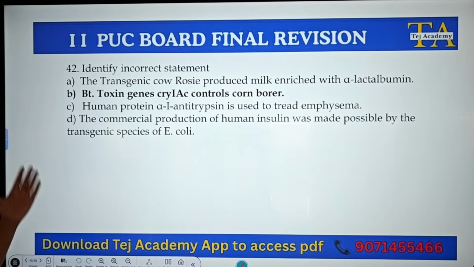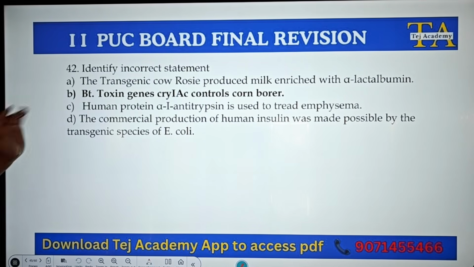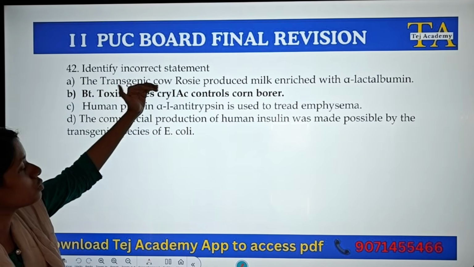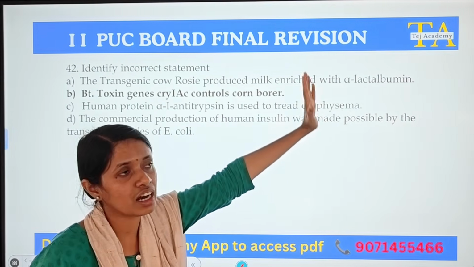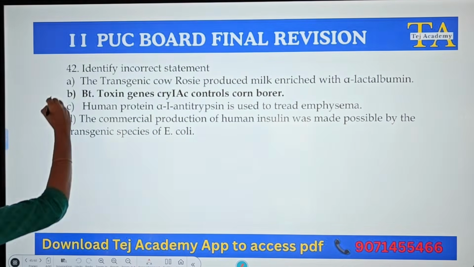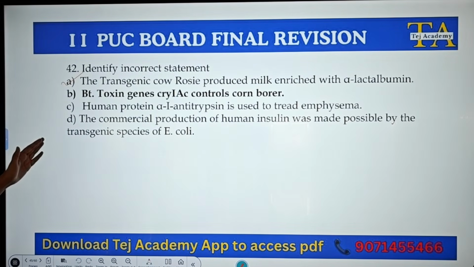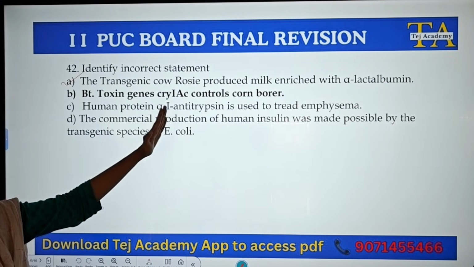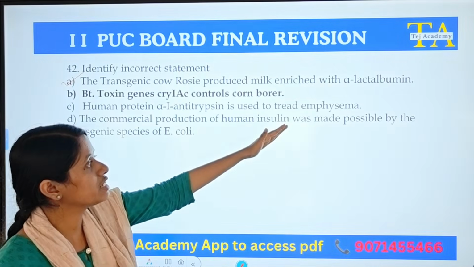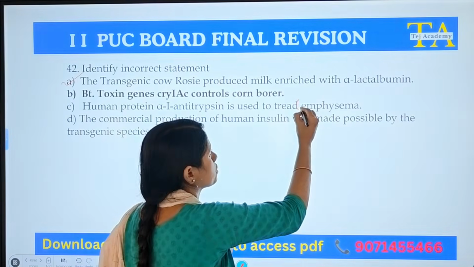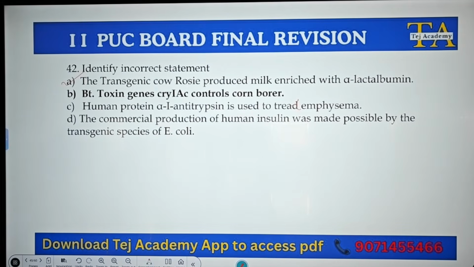The next question is, identify incorrect statement. To check what are the incorrect statements, first we have to read them. The first option, A, the transgenic cow Rosie produced milk enriched with alpha-lactalbumin. This is a correct statement. And C, human protein alpha-1 antitrypsin is used to treat emphysema. And this is also a correct statement.